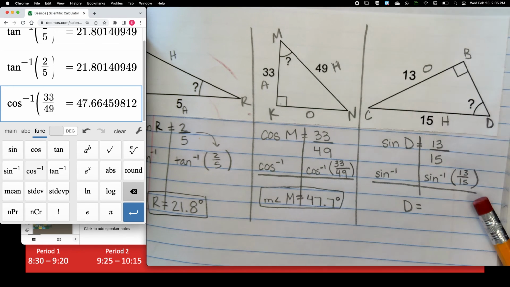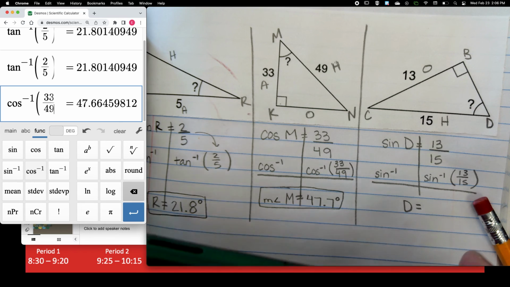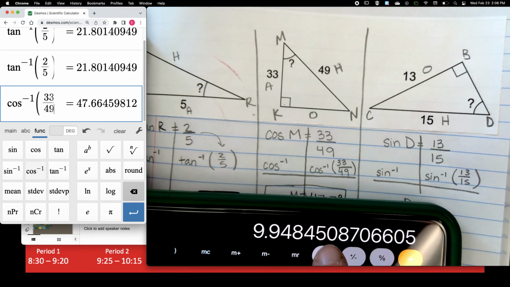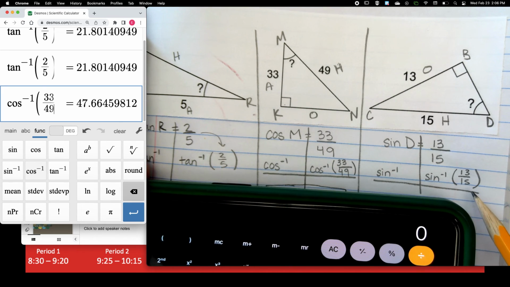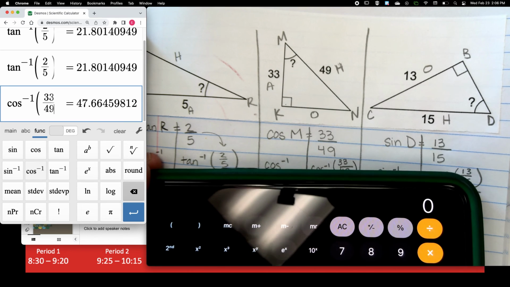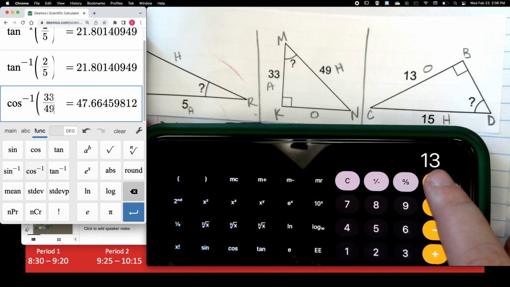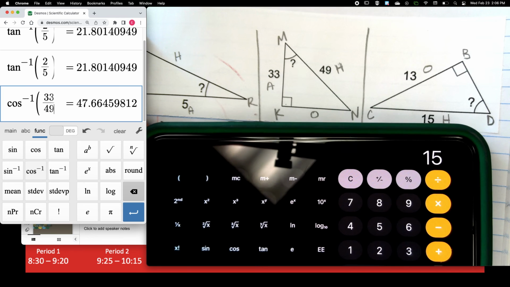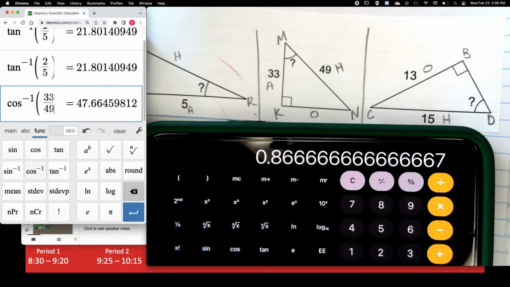Okay, if you do this on your phone, the big thing with sine, cosine, and tangent on your phone is you have to put in the thing first and then do that sine, cosine, or tangent. So I'm going to first put in 13 divided by 15. I have to put that in first. 13 divided by 15. I'm going to hit equals, so that gets me a decimal.